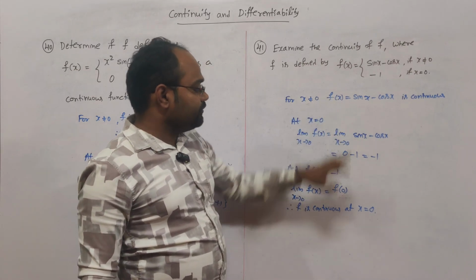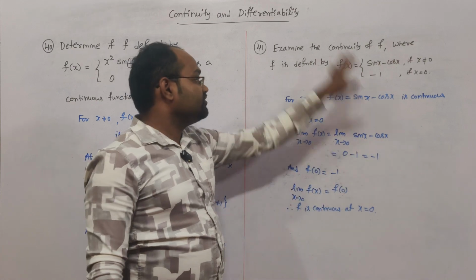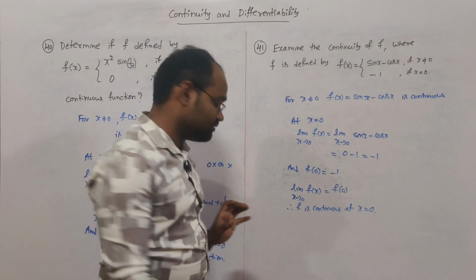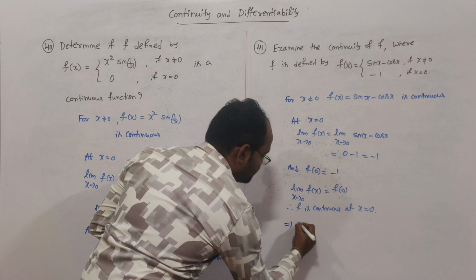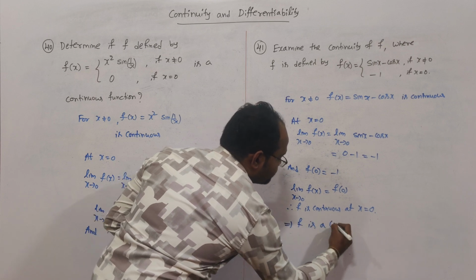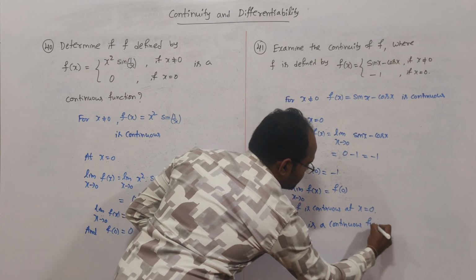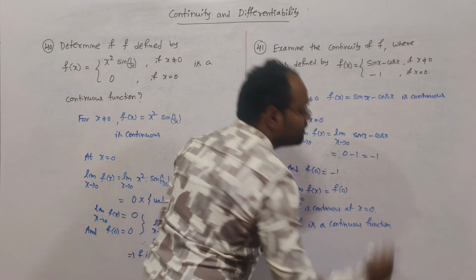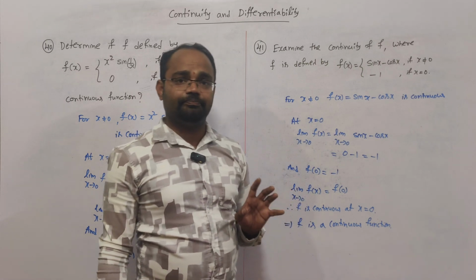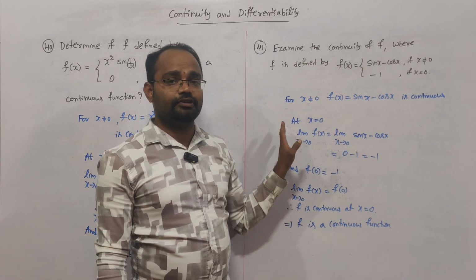It is continuous for x not equal to 0, and continuous for x equal to 0, that means it is a continuous function everywhere. So if it is a continuous function, there is no point of discontinuity, right?